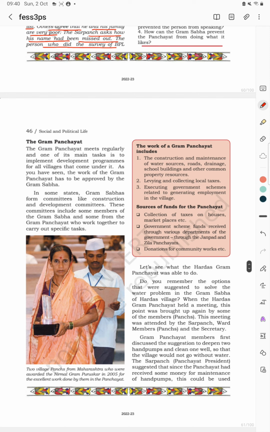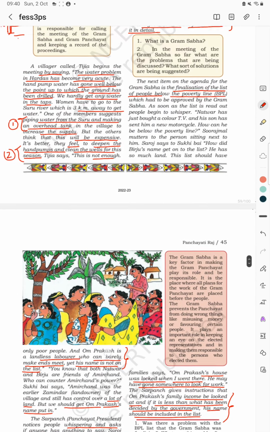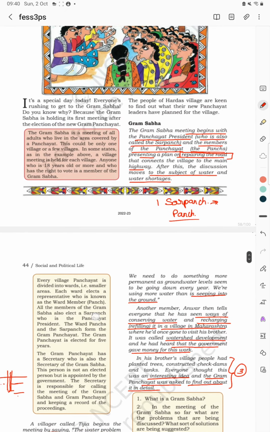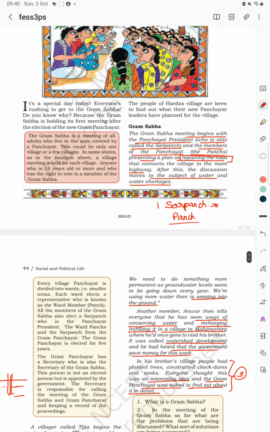Gram Panchayat meets regularly, and one of its main tasks is to implement development programs for all villages that come under it. Okay, let me first explain to you what is Gram Sabha and about Panchayat.